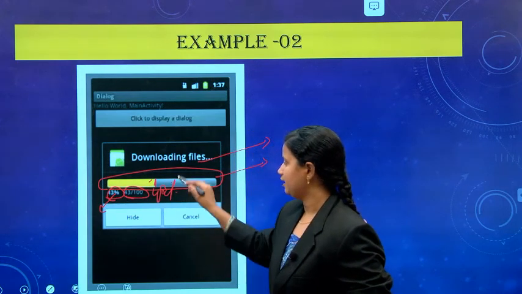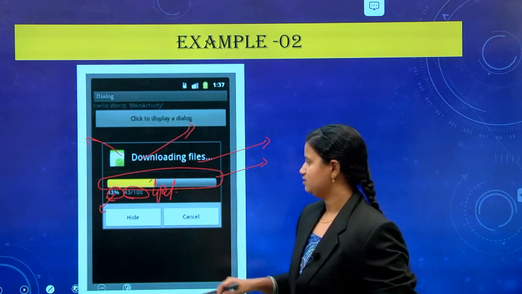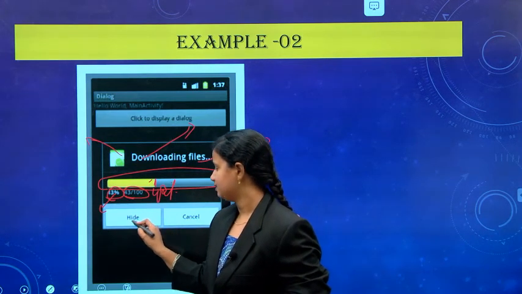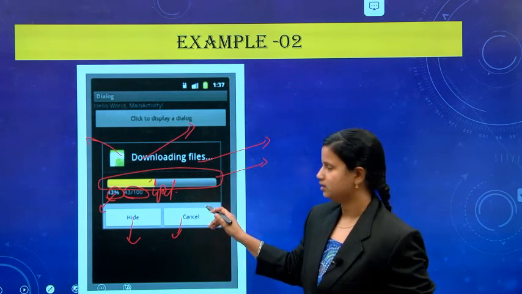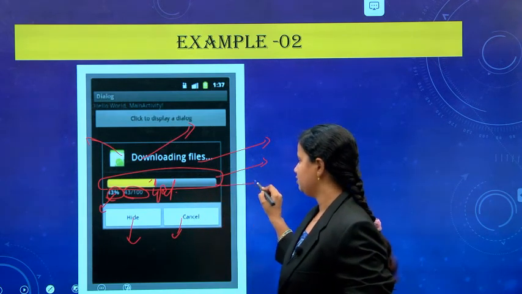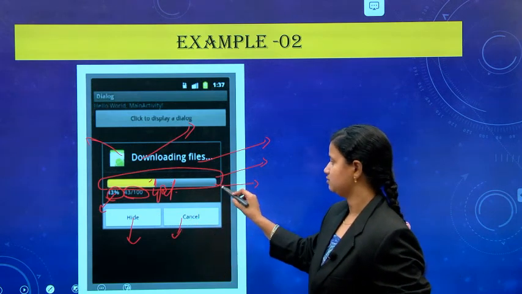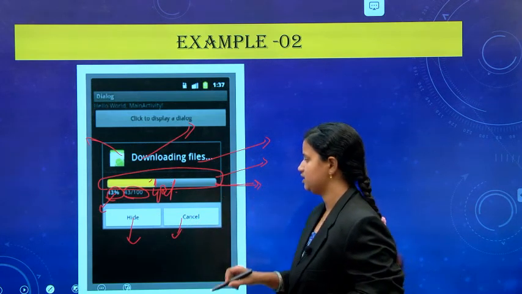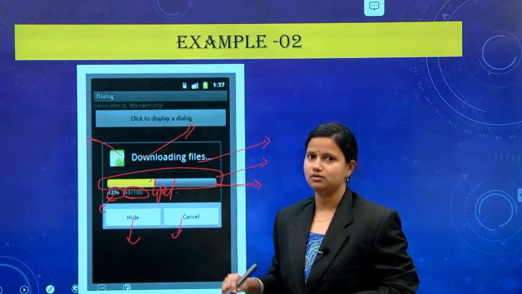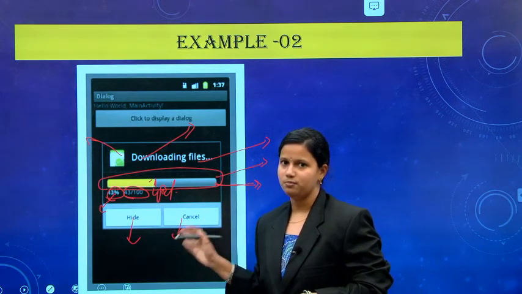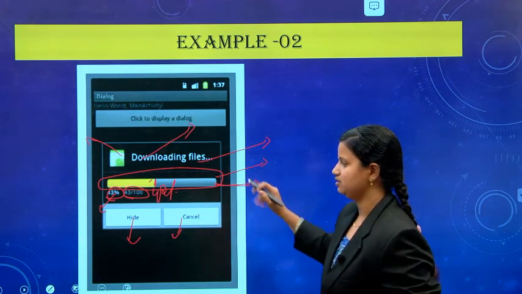Along with this one is an icon, and this is a message or the title, and these are the two buttons. After completion of this progress status, you have to type any hide or cancel thing. That means we have to select any one of these options. So let us see how we have to develop this application.